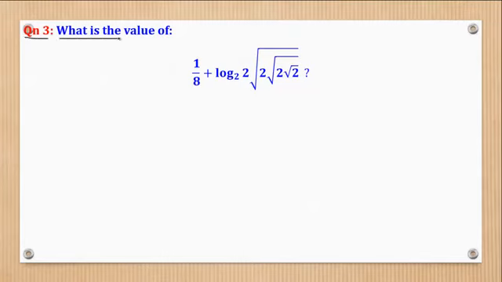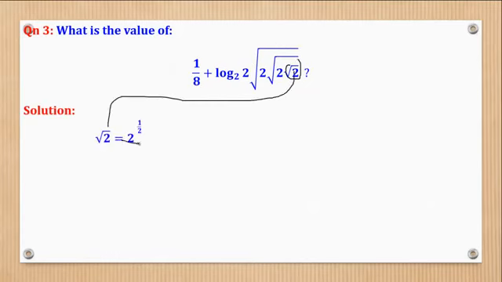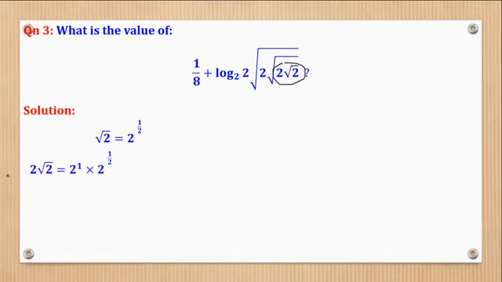Then question 3, what is the value of this? So we're going to first remove out this square root and see how we can express it in terms of indices. Let's begin with the smallest one. This one alone is 2 to the power half. Okay, what about these two? 2 root 2 is the same as 2 to the power 1 times 2 to the power half. Same base, you add the powers to give you 2 to the power 3 over 2.